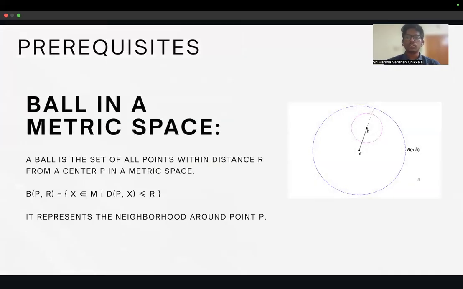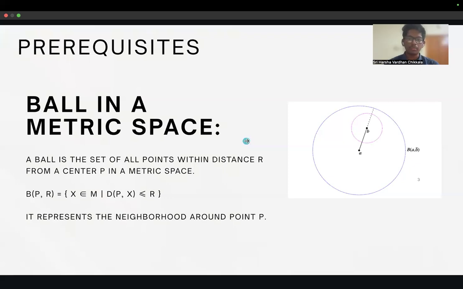So here comes our first prerequisite. It is about a ball. Ball is simply a set of all points that fall within the circumference of circle. Suppose we have a circle with radius r, center point A, then all the points that fall within the circumference of the circle belong to that particular ball. So this is about the ball.